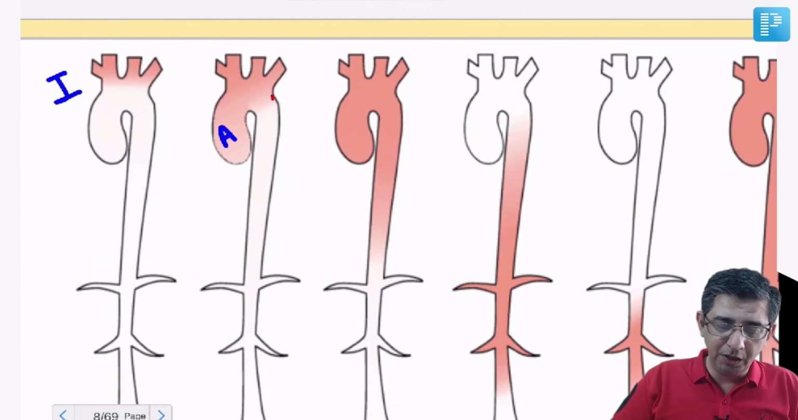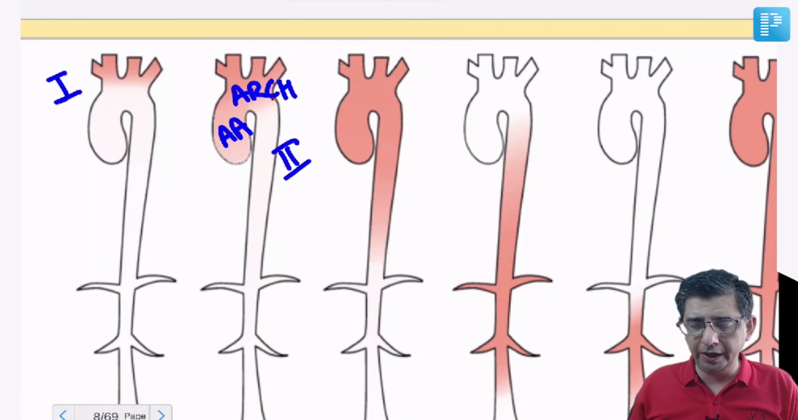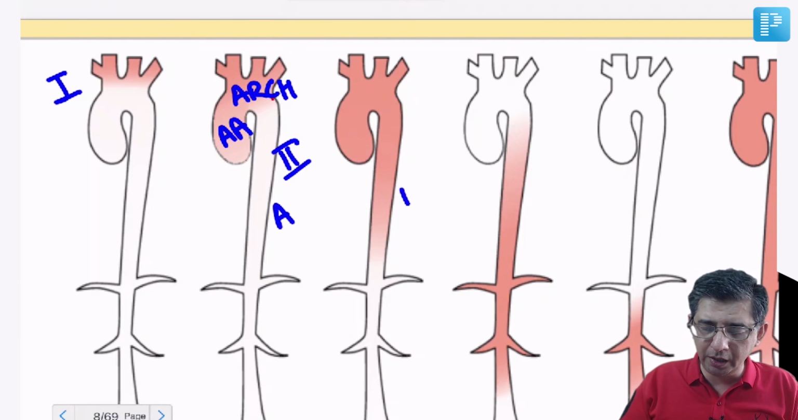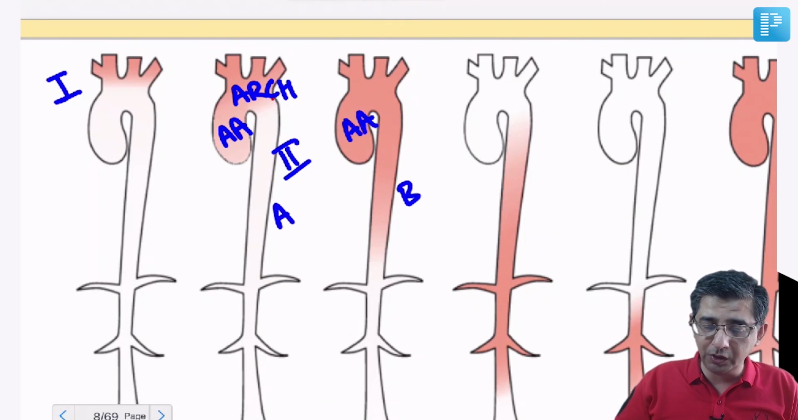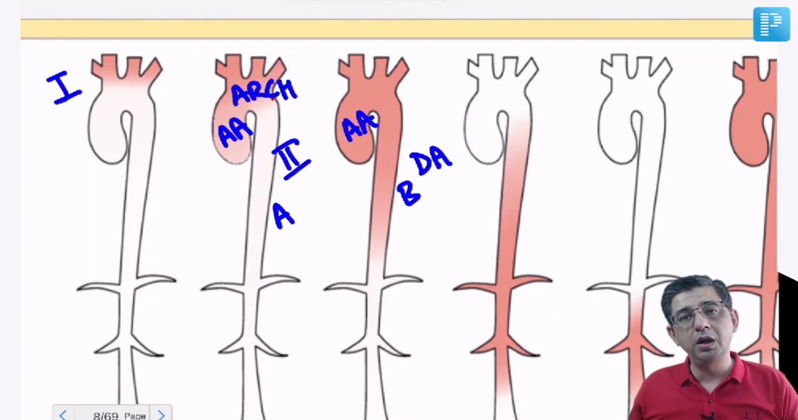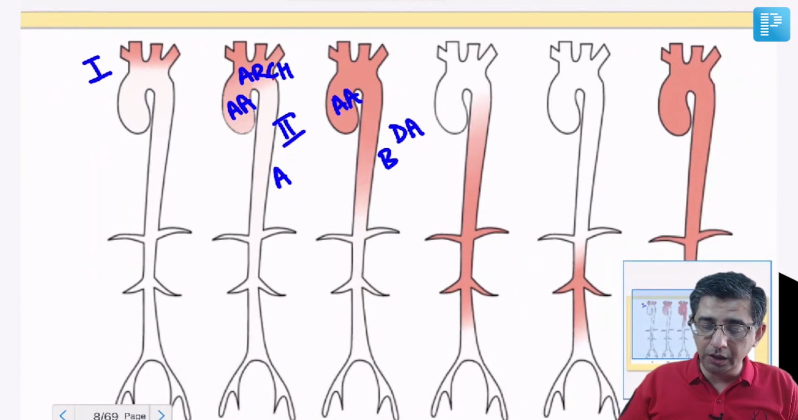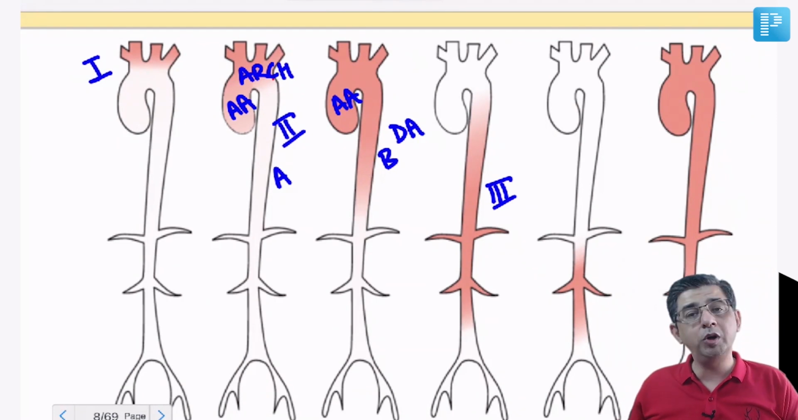But then 2A means the ascending aorta as well as the arch of the aorta getting involved. That would be type 2, and in fact type 2 would have two varieties. So I'm just going to call it type 2A and type 2B, where you are not only having the ascending aorta but even the thoracic part of the descending aorta getting involved. As you move on inferiorly, in type 3 it is the descending aorta and the abdominal aorta.